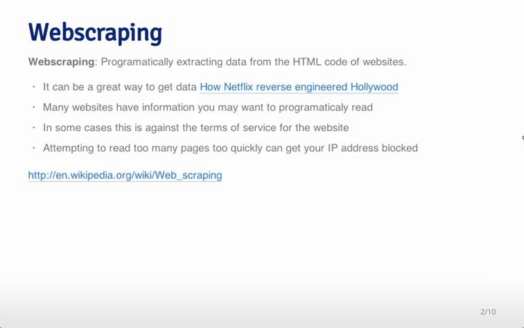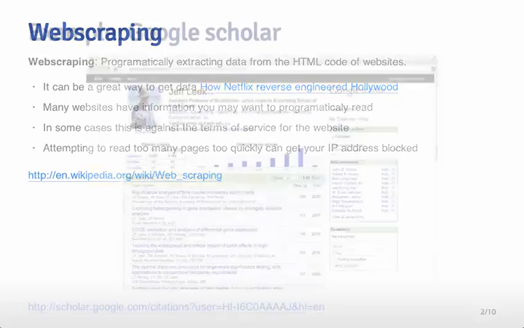Many, I would say almost all websites have information that you might want to programmatically read in some way if you're interested in getting the data off that site. In some cases, this is against the terms of service for the website. Some websites don't specifically say that they do not want to be scraped, and so if you try to scrape the data from them, you're at your own risk. If you attempt to read too many pages too quickly, a very common consequence is that you can have your IP address blocked. If you read a lot of proprietary information off of websites, you can get into even bigger trouble. So you should be a little bit careful when you're deciding to scrape data off of websites. But in general, it can be a very good way to collect a lot of data very quickly.